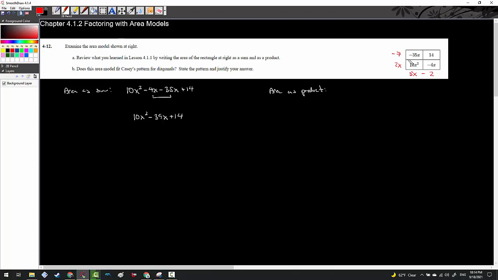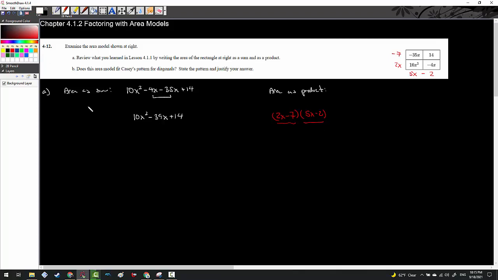And it just so happens that when I multiply negative 7 and negative 2, I get positive 14. And that coincidence is actually not a coincidence at all. Those puzzle pieces will fit together very, very nicely. So when I write the area as a product, I'm going to get 2x minus 7 times 5x minus 2, or the length or the height times the base. And so that's part A right here.